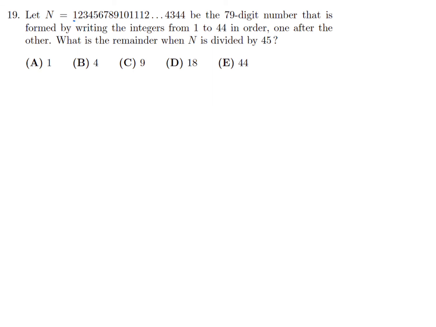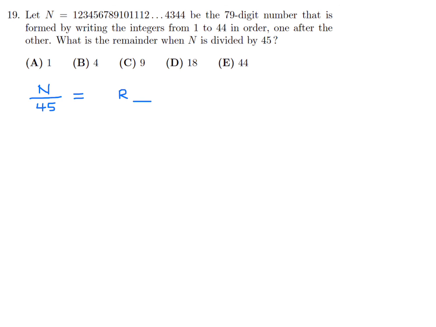Let n be equal to this big long number, a 79-digit number formed by writing the integers 1 to 44 in order, one after the other. What is the remainder when n is divided by 45? So this is 1, 2, 3, 4, 5, 6, 7, 8, 9, 10, then 11, 12, 13, 14, and so on until 43, 44. They want us to divide that big long number by 45 and figure out the remainder.